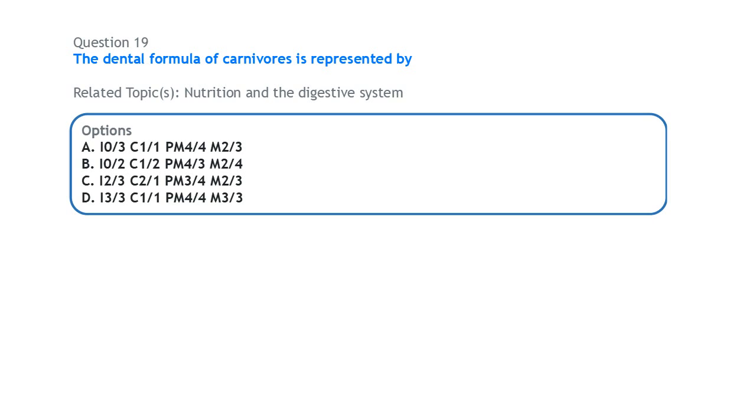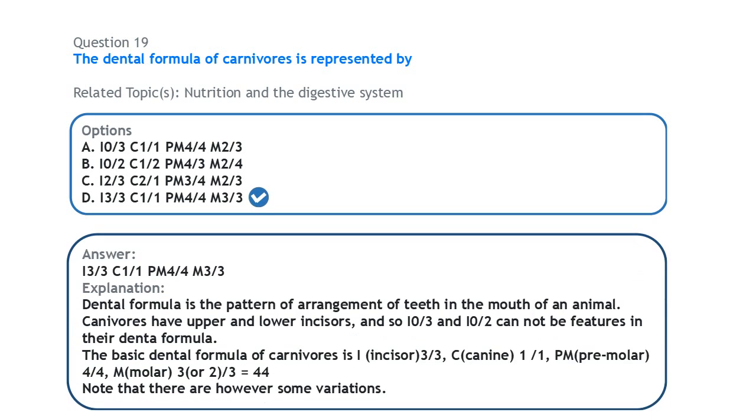The next question is on dental formula in nutrition. The dental formula of carnivores is represented by... So carnivores are animals that feed on only flesh, animals like lions, tigers, and leopards. They feed on only flesh. So their dental formula is given as this. Excellent. However, there could be some variation in some of these carnivores.